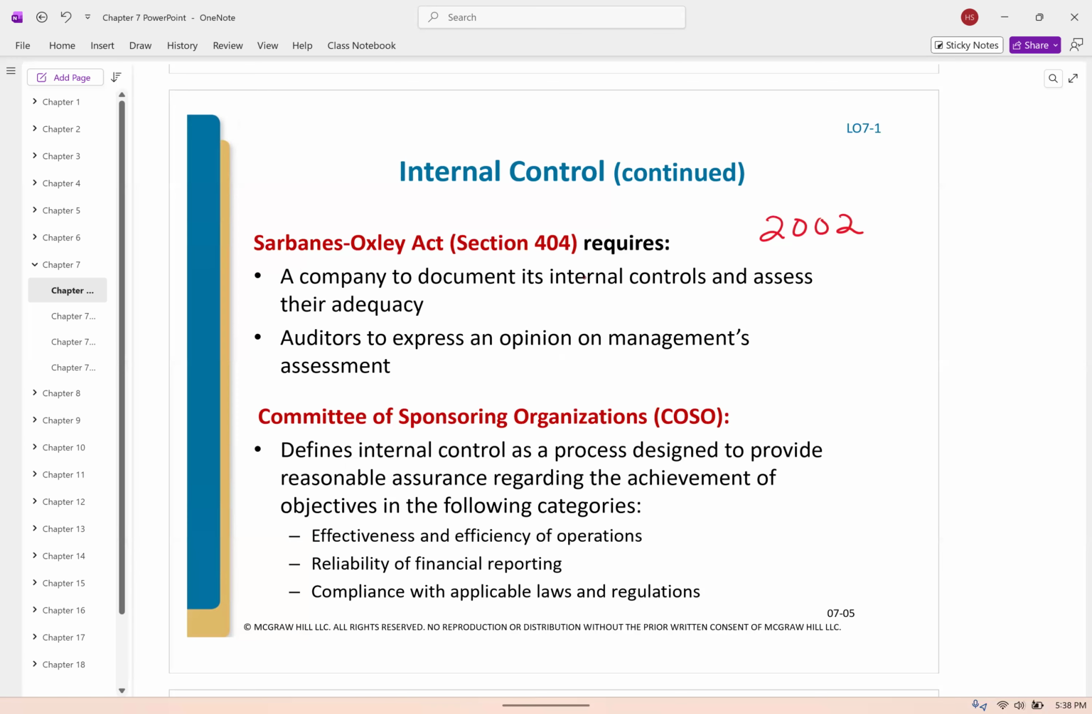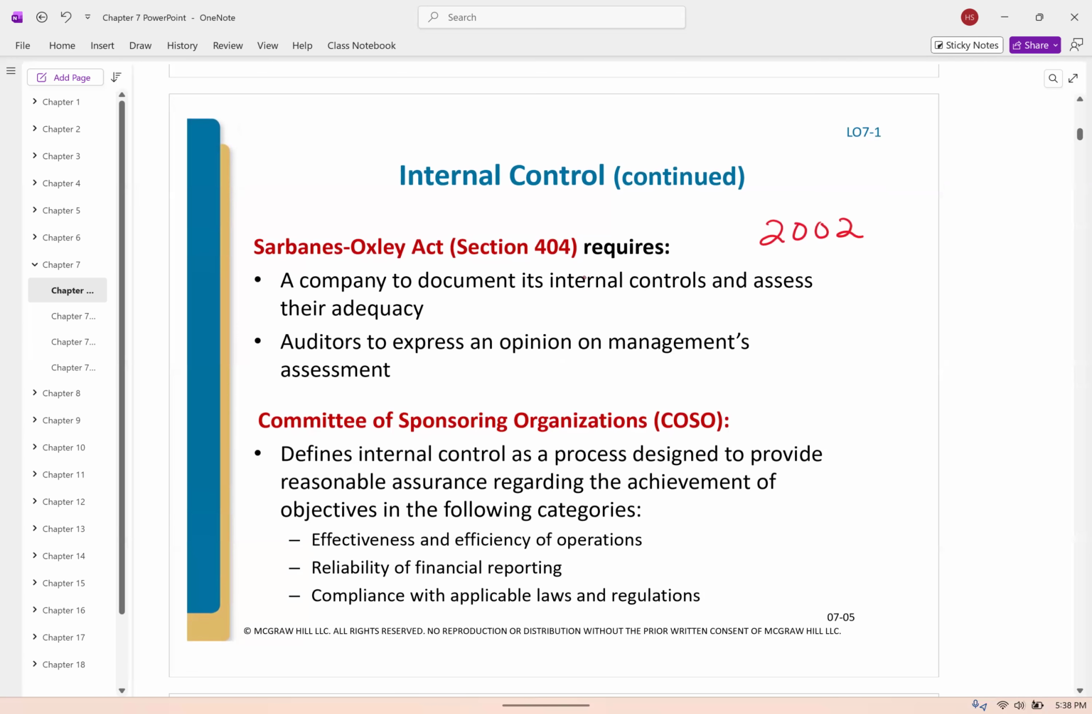Who comes up with these systems of internal control? The only organization I've ever heard of is the Committee on Sponsoring Organizations, COSO. They come up with the standards, and a lot of times COSO is mentioned in the report: this company adheres to the rules of COSO. They define internal control. What is good internal control? What is not good internal control?